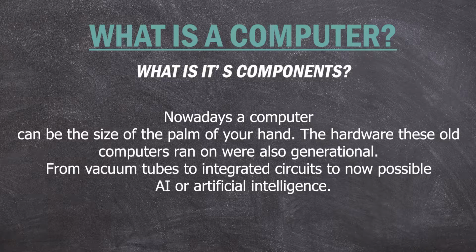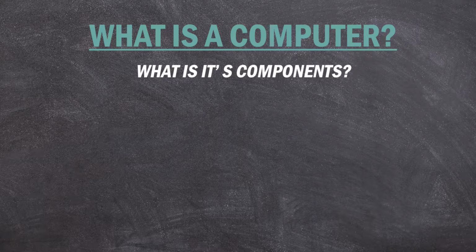For those who don't know what artificial intelligence is, it's basically a human representation of a computer that can think on its own and learn from its environment. Now, enough about the history. Let's talk about today's computers.